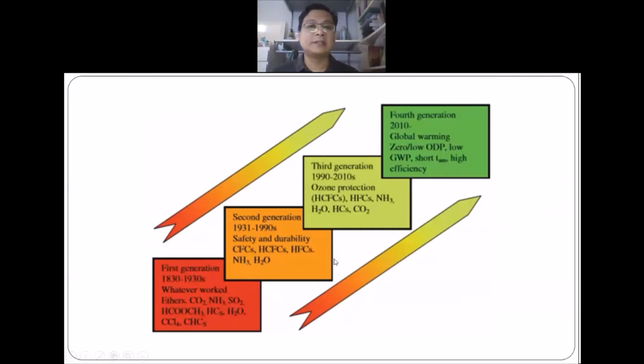You can see the slide. The second generation starts in 1931 until 1990, and then the third generation starts in 1990 until 2010. We should consider ozone protection. And then starting in 2010, for the fourth generation, we should consider global warming: zero or low ODP, low GWP, and so on.